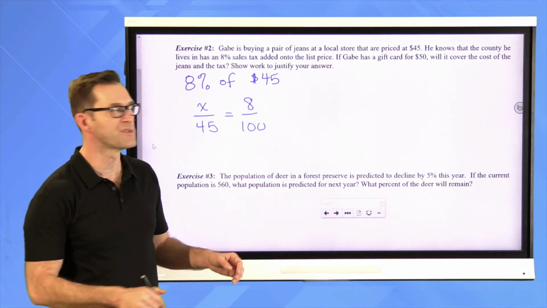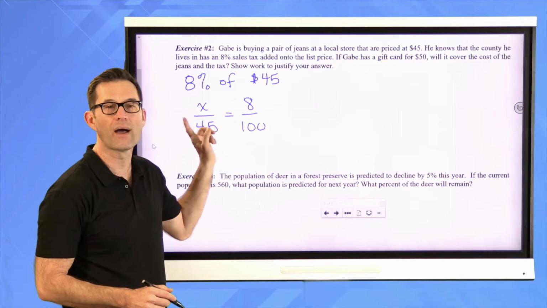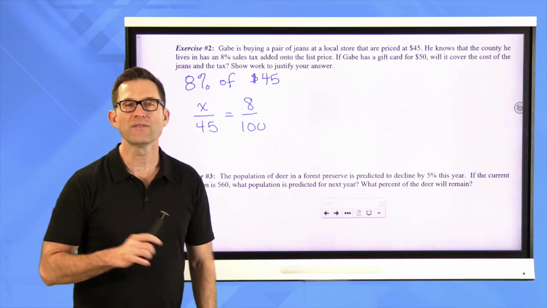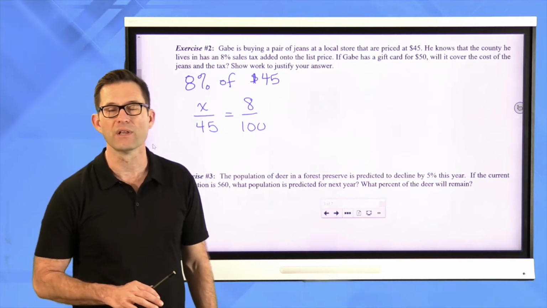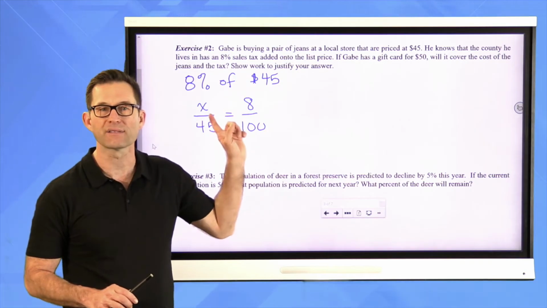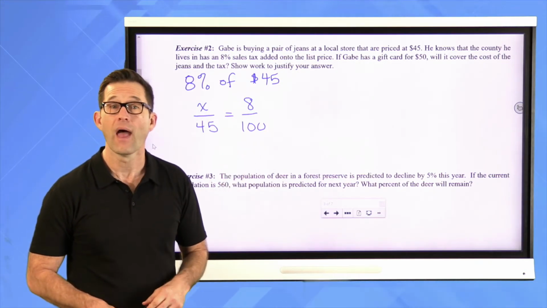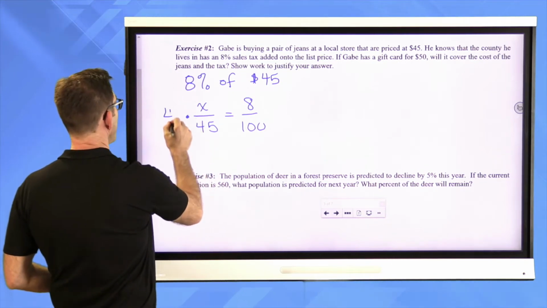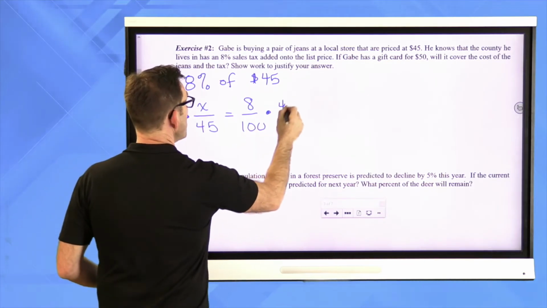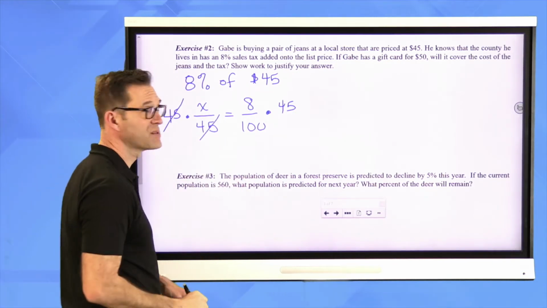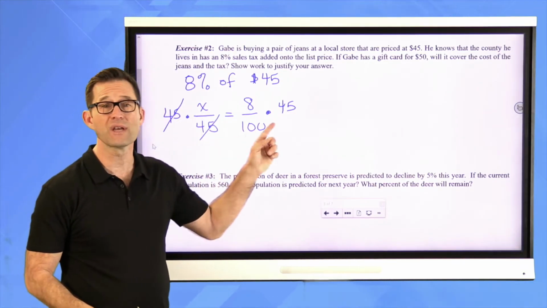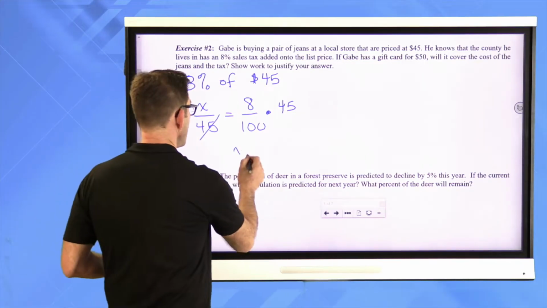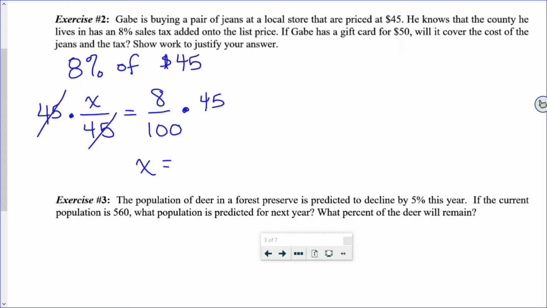Now, a lot of teachers will say, all right, do 45 times 8, do 100 times x, cross multiply, divide, and all that. No, not in this situation, right? I want to take you all the way back to the first day that we solved linear equations. What's happening to x? Well, we're dividing x by 45. How do I undo that and get x all by itself? Well, I am just going to multiply both sides by 45. It would actually be a little bit silly to cross multiply, right? I just need to multiply both sides by 45 in order to undo the division by 45. Now, x is going to be 8/100ths times 45.